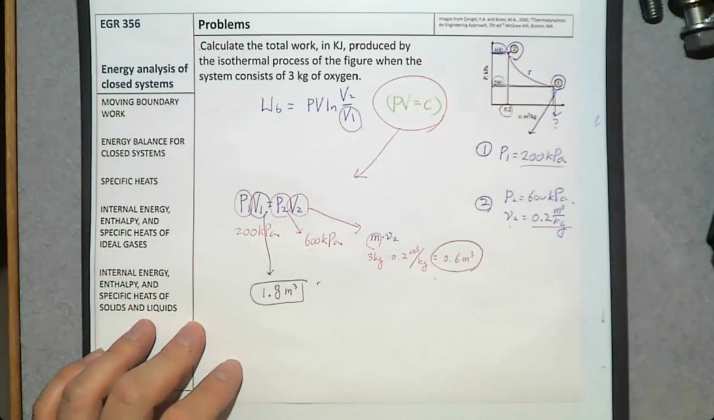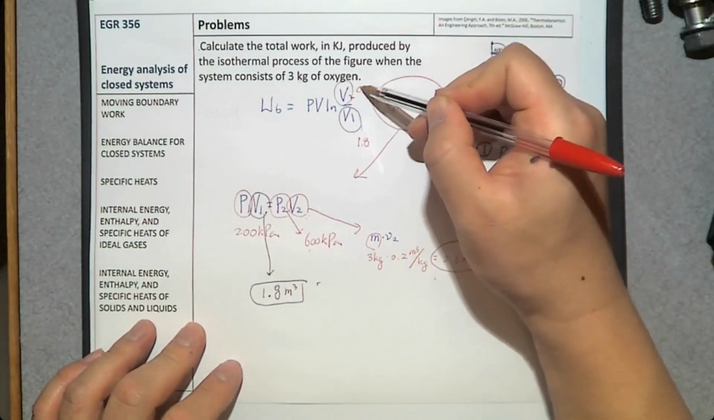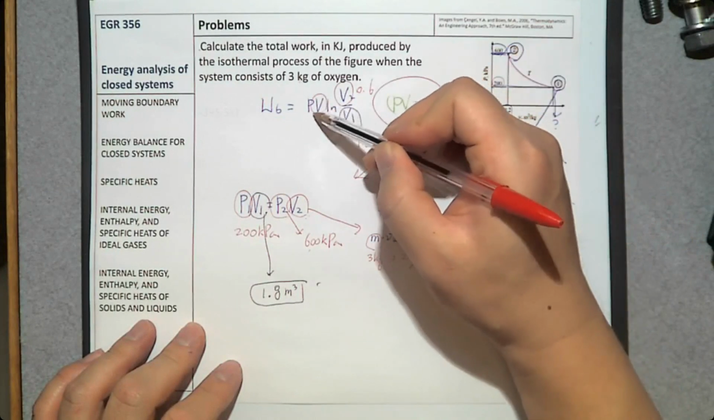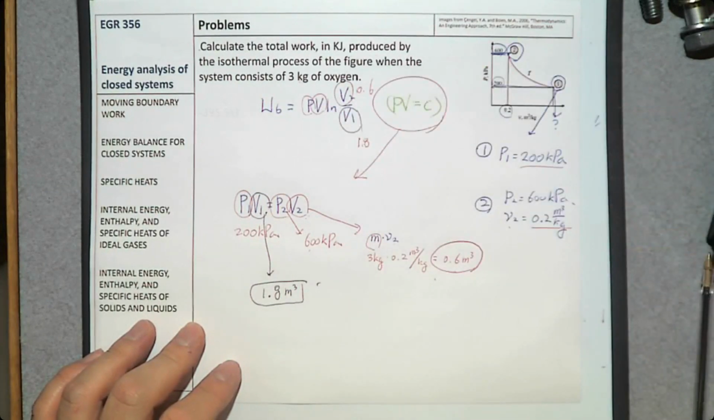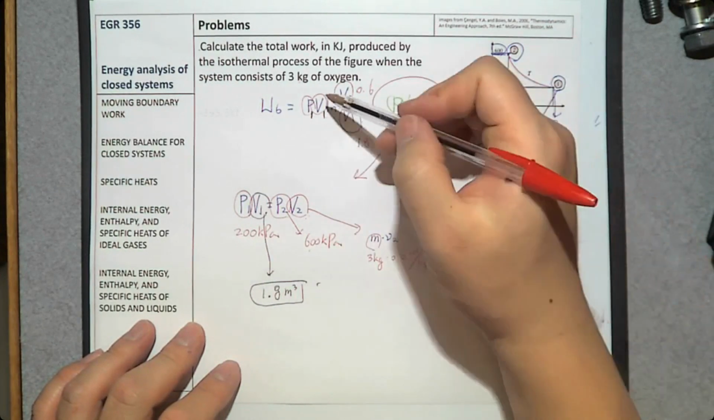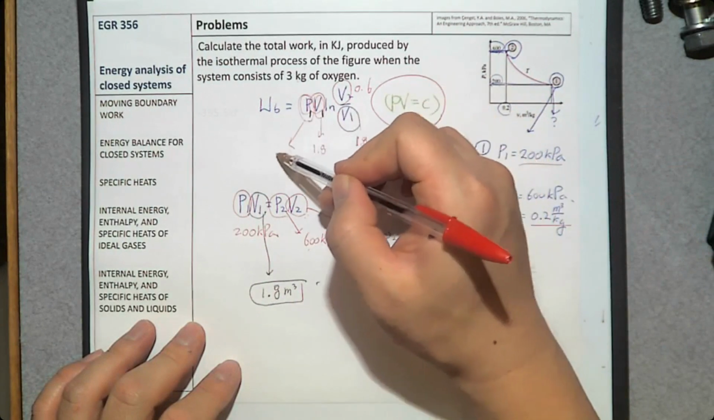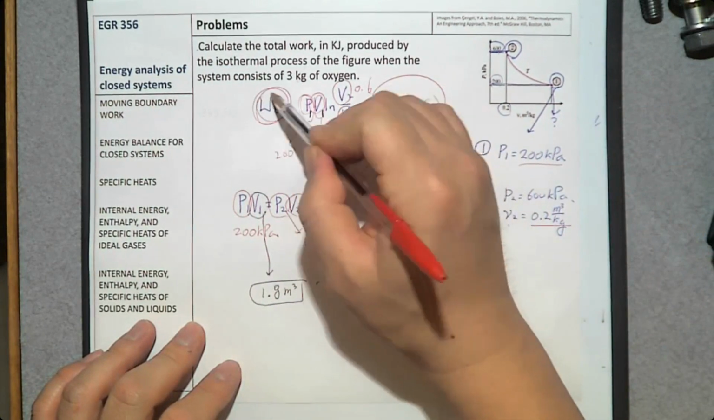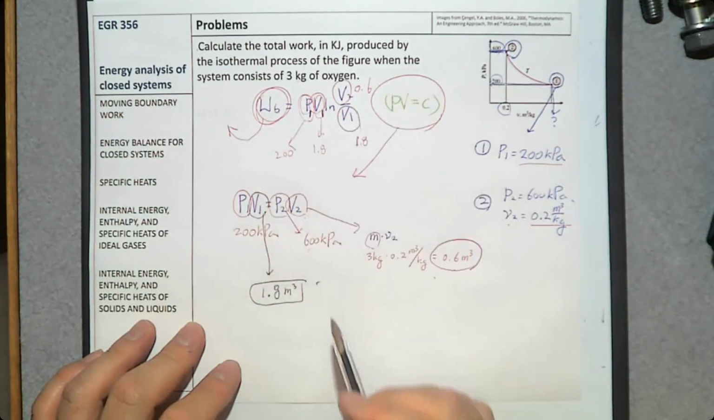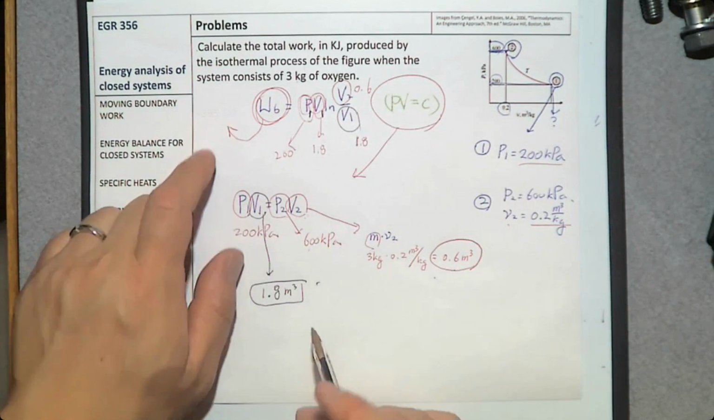Then, in this equation, this is 1.8. This is 0.6. This one, we can say P1 V1 or P2 V2, doesn't matter. I'm going to say P1 V1. So V1 is 1.8. P1 is 200. Can you determine WB? Yes. If you do, you get minus 395.5 kilojoules.